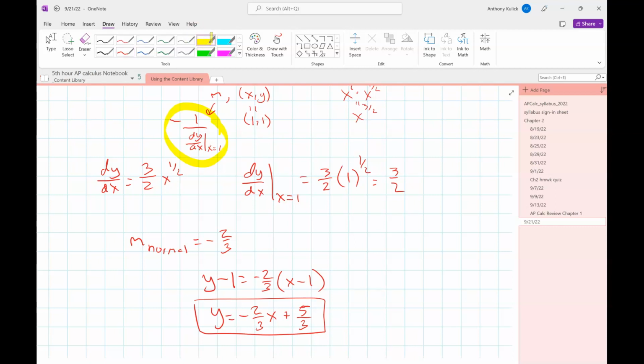This right here, that's just me writing the slope, the negative reciprocal of the slope of the tangent line at x equals 1. When I put this vertical bar here and write the value of x in the subscript, that's just saying I'm plugging x equals 1 into that derivative equation, whatever that equation is. Is that what was confusing? Was it the notation? How I got to this?